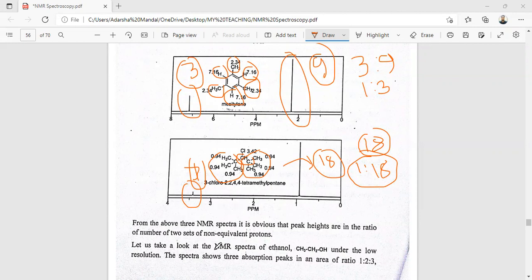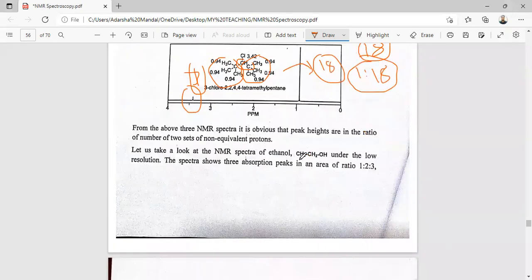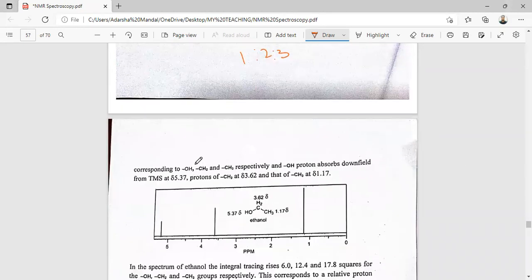So let's take one example, the NMR spectrum of ethanol. Ethanol under low resolution shows 3 absorptions. In ethanol there are three types of protons: the CH3 protons, the CH2 protons and the OH proton. So here the proton intensity is 1 to 2 to 3. So here the spectrum shows the area ratio 1 to 2 to 3, corresponding to 1 proton for OH, 2 protons for CH2 and 3 protons for CH3. Respectively, the OH proton absorbs downfield from TMS at 5.37, the CH2 protons at 3.62 and the CH3 at 1.17.